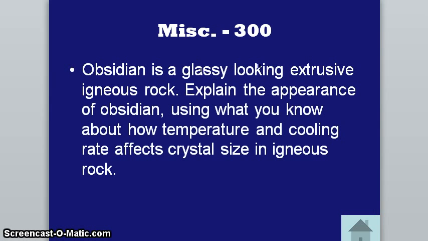Obsidian is a glassy-looking extrusive igneous rock. Explain the appearance of obsidian using what you know about temperature and cooling rates and how they affect the crystal size in igneous rocks. Well, being an extrusive igneous rock, it's going to cool very fast, and it's not going to give the crystals a lot of time to form. So it would cool most likely at the surface of the Earth, or cool very fast because it's an extrusive igneous rock with very, very small crystals.